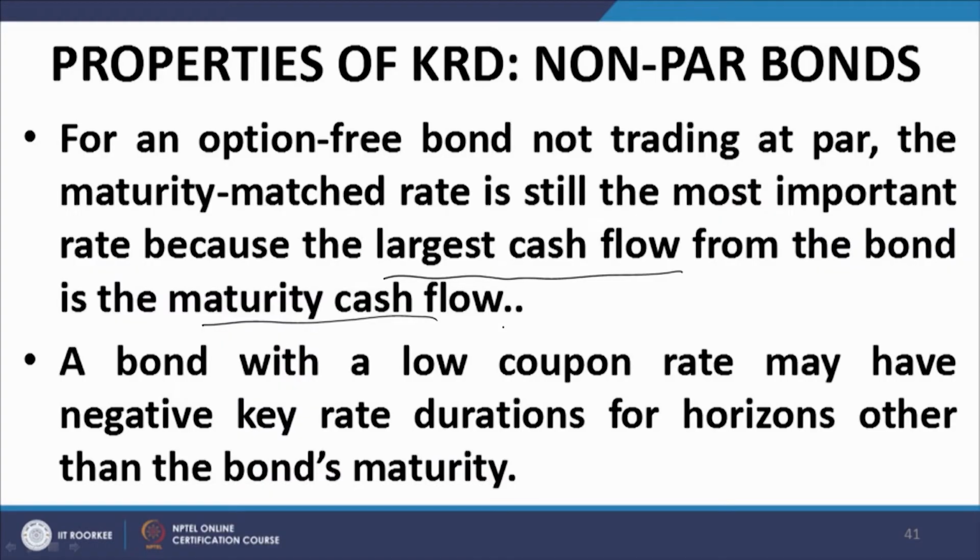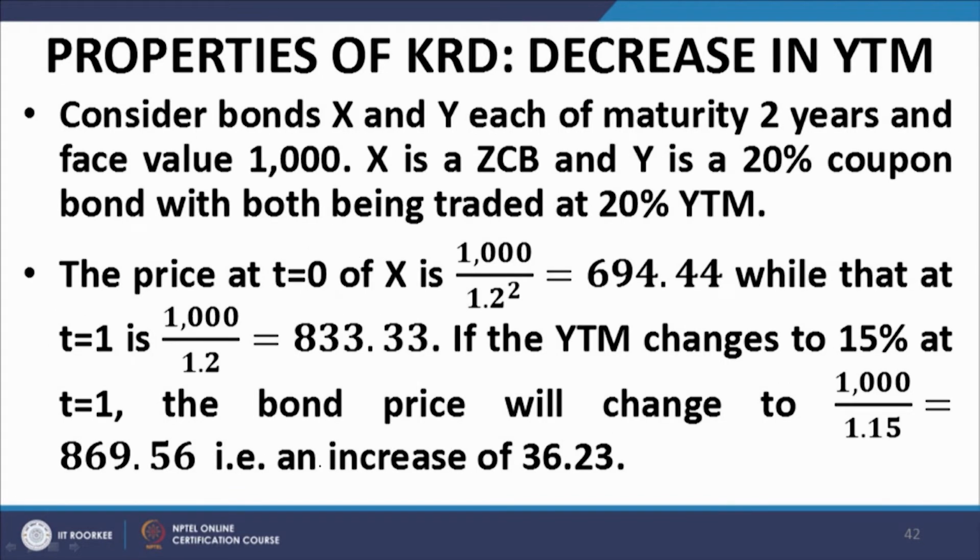A bond with a low coupon rate may have negative key rate durations for horizons other than the bond maturity. For horizons other than the bond maturity, the key rates may be negative in special circumstances, but that can occur only for horizons other than the maturity of the bond. Now, properties of key rate duration: decrease in YTM.